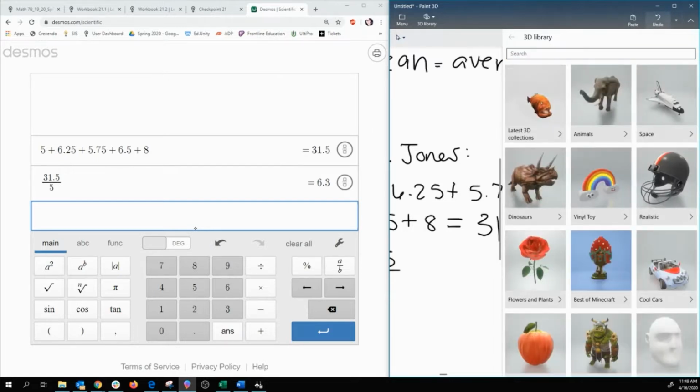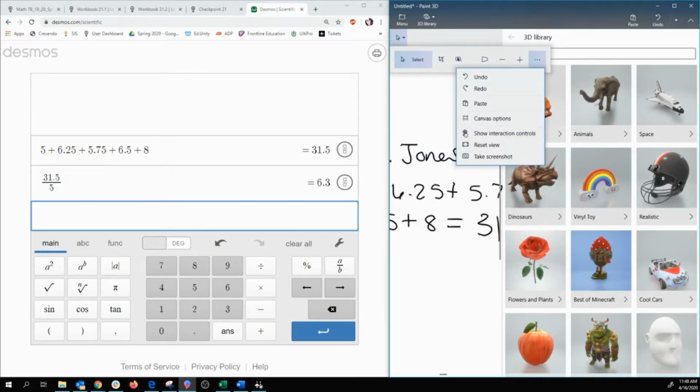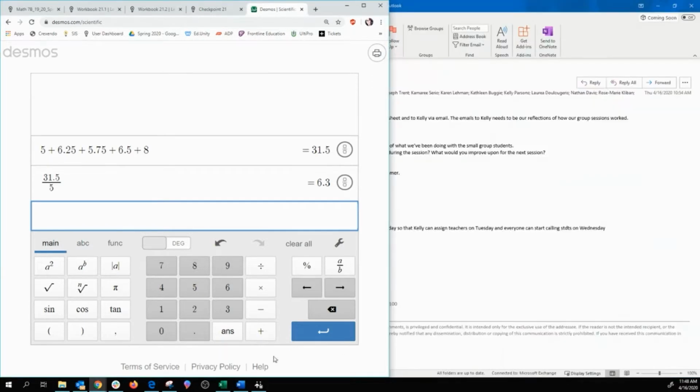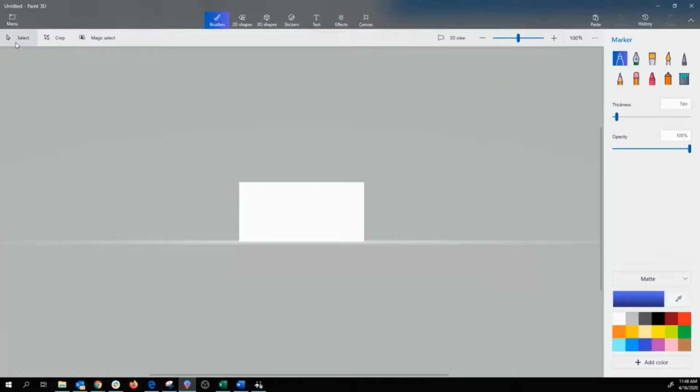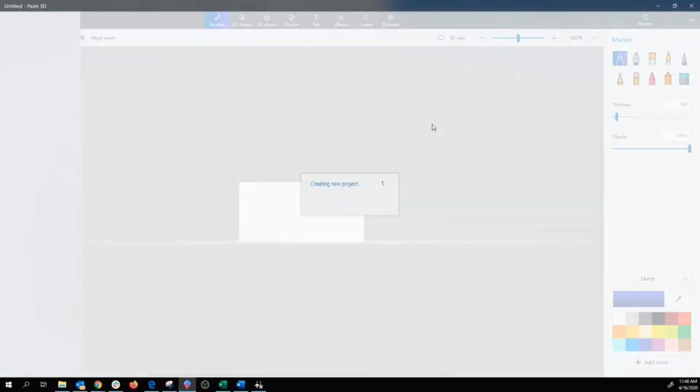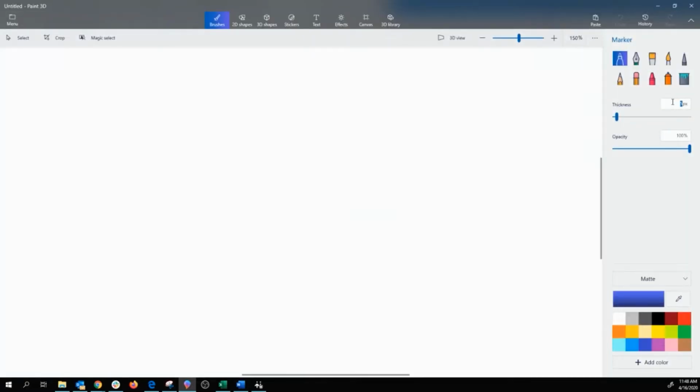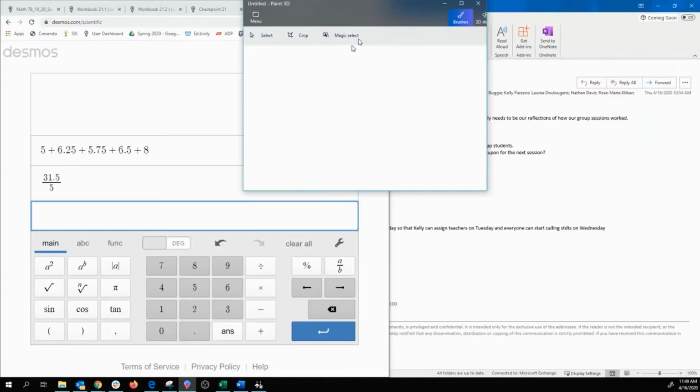How do I go back? Now let me just close and reopen Paint because I'm not 100% sure on what I clicked and how to get back. There we go. Okay.